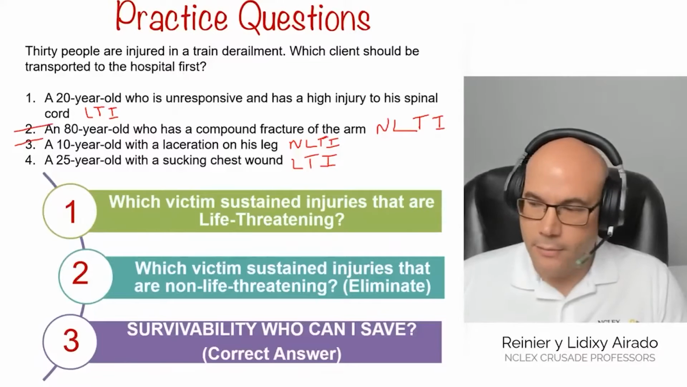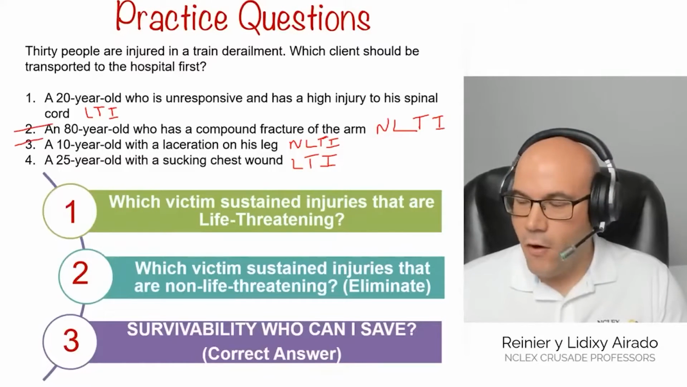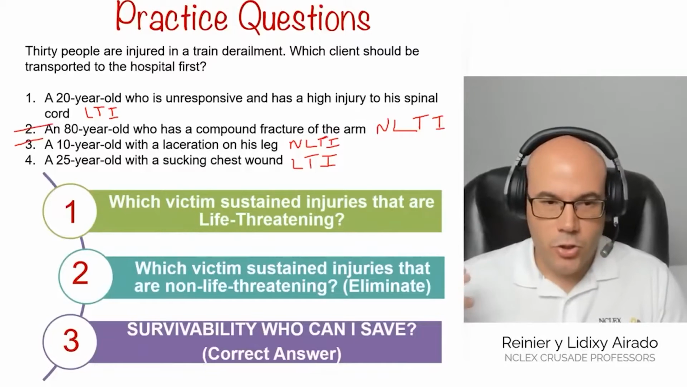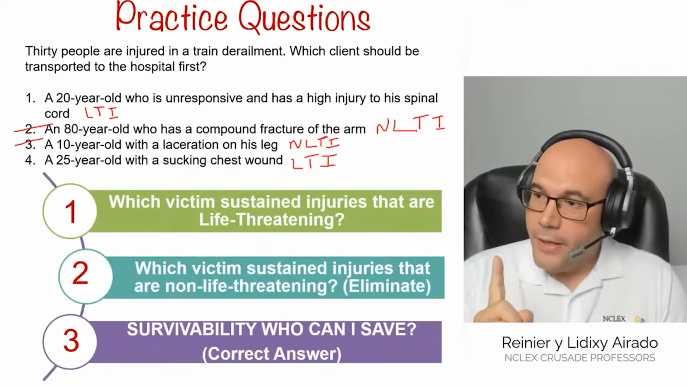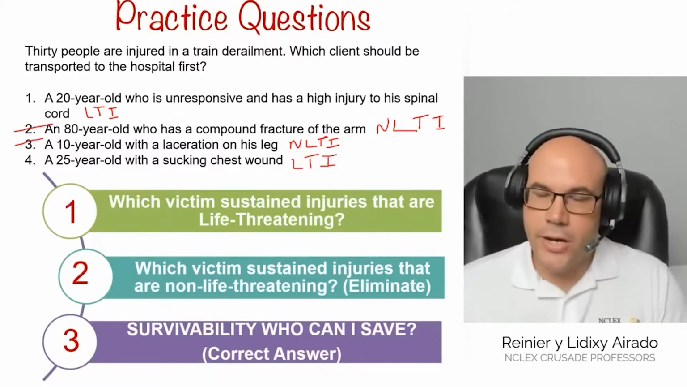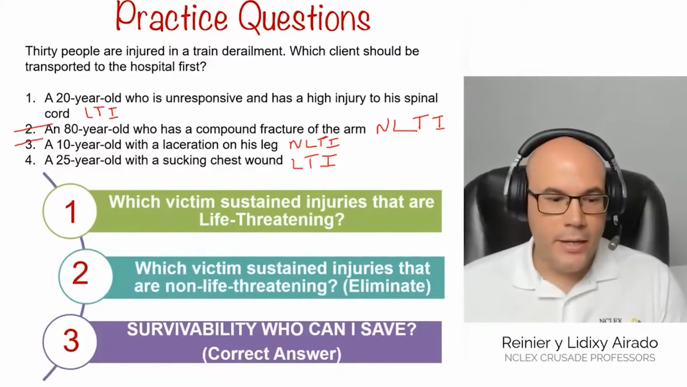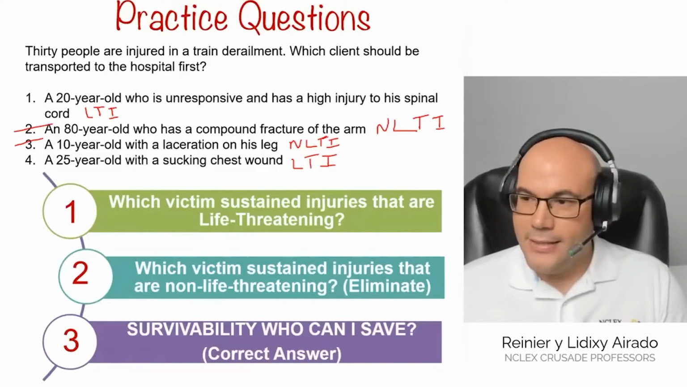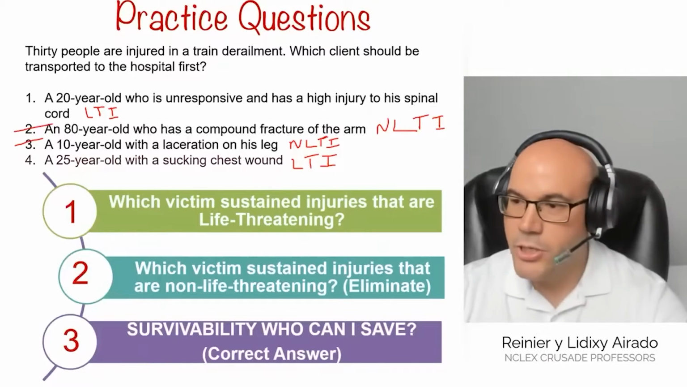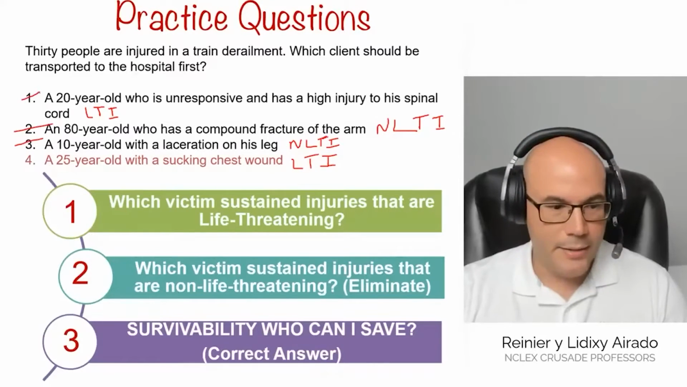Look at step number 3. Which patient has a higher chance of survivability? Which patient has a higher chance to survive? Number 1, a 20-year-old who is unresponsive with a high injury to the spinal cord, or a 25-year-old with a sucking chest wound. The patient that has the higher chance of survival is patient number 4. Therefore, answer number 1 is eliminated.